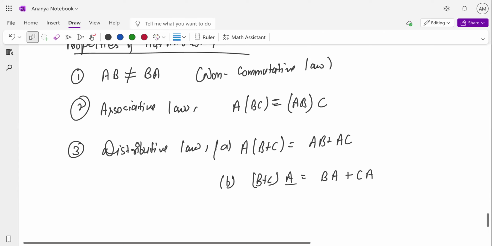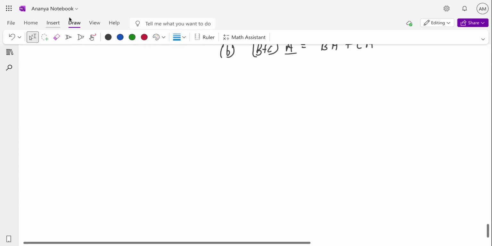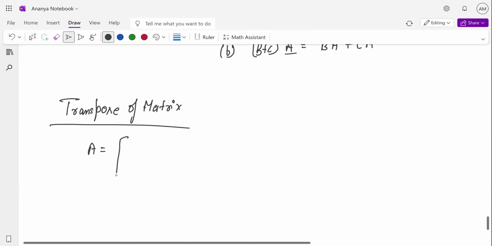So the next one we come up with is the transpose of a matrix. Okay, the next property is also an important thing. Transpose. What we do in this case, we just flip the whole matrix by 90 degrees. Meaning to say, if my A is something like 1, 2, 3, 4, 5, 6, what will be the transpose of the matrix? We show transpose as either this or A dash.